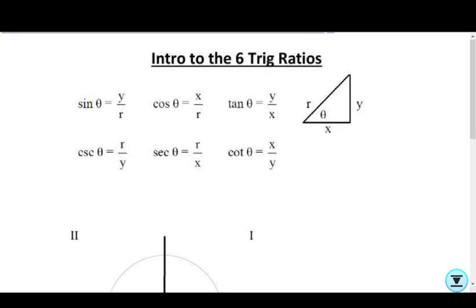Okay, so we're going to be diving into the 6 trig ratios and how they relate. We've gone over the 6 different trig ratios themselves. We have sine, cosine, tangent, those you know. Then we have cosecant, secant, and cotangent, which are the reciprocal functions of sine, cosine, and tangent. So cosecant is the reciprocal of sine, secant is the reciprocal of cosine, and cotangent is the reciprocal of tangent.